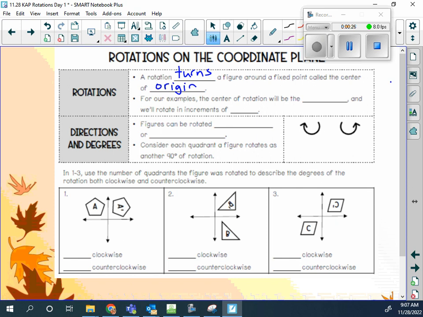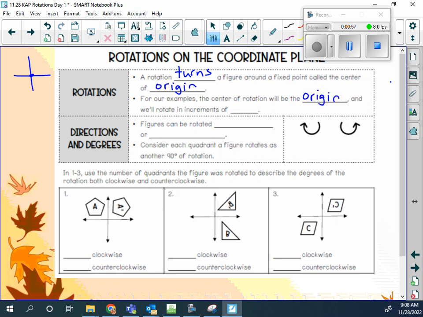Okay, now in 8th grade, which is what we're doing right now, the center of rotation will always be the origin, okay? Kind of like when we did reflections, that means we're always going to be flipping or rotating around the origin, okay? But next year, you can do a rotation around any given point on the coordinate plane. So that'll be out. For our examples, the center of rotation will be the origin.